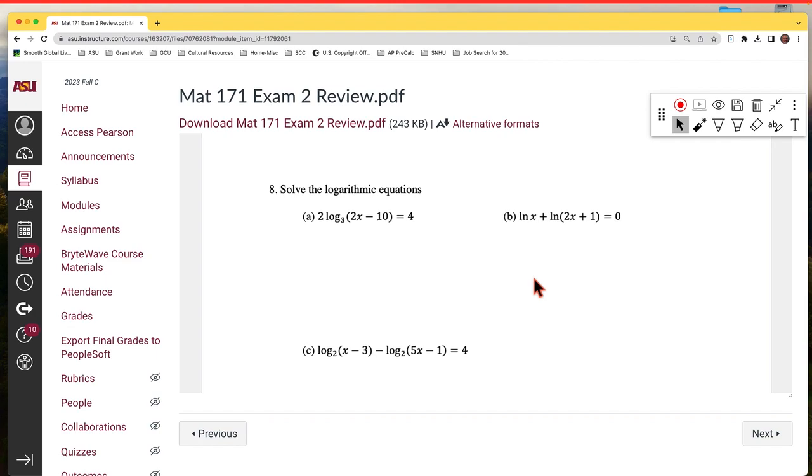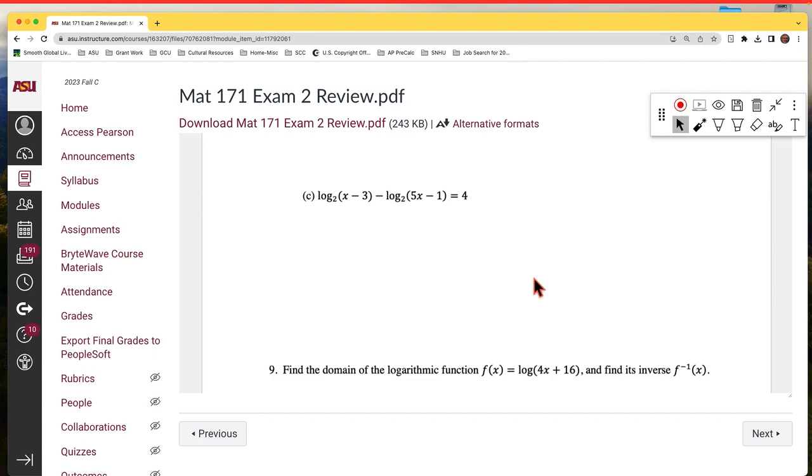Would you like to see maybe one of these? Which one? Any preference? Tried to pick the hardest one? Anybody? C. Yeah, that's the one I'd probably go for.